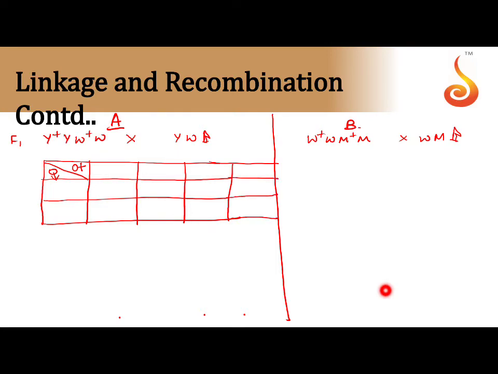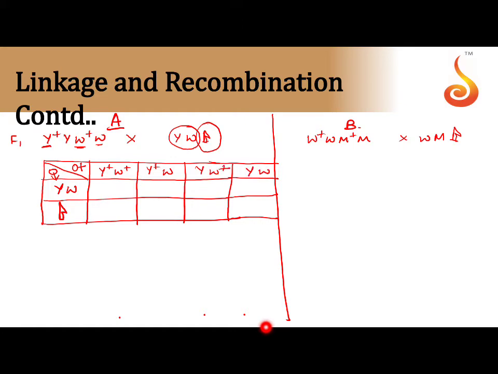Now, in males, there is only one X chromosome, which is carrying Y and W, and the other is the Y chromosome. So, let us note it down here. Okay, and in case of females, the first one will be Y plus W plus. The second one will be Y plus with the smaller w, and then you have the Y coming with W plus and Y with W.